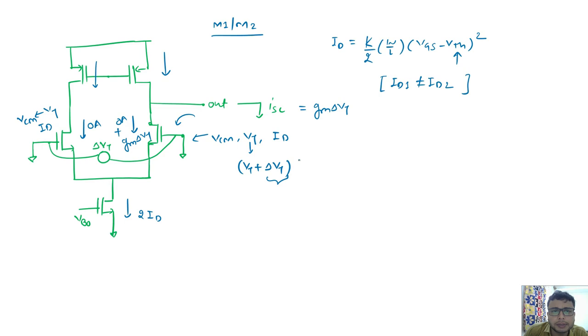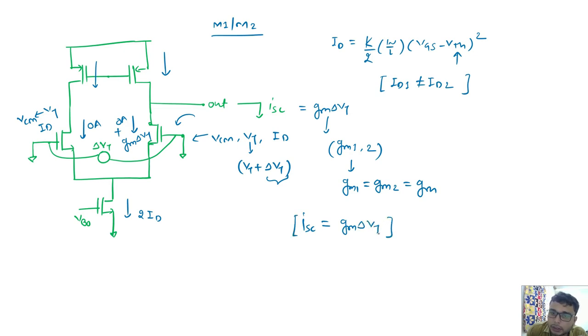And similarly the mismatch can be seen; I will consider this VT plus del VT on the M2 side, and it can also be considered at the M1 side. Overall, the GM is nothing but GM1 or 2. Because we consider the GM of both devices to be the same, this is equal to GM. So overall the mismatch output short circuit current will be GM del VT. This is the effect of mismatch between the input pair.